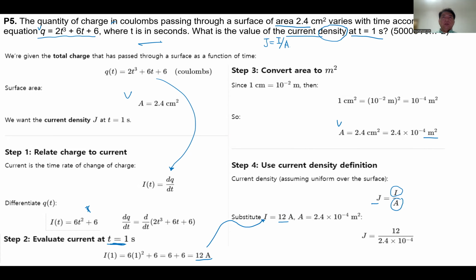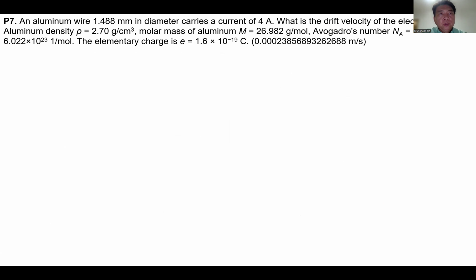So in this problem we need to understand the relationship between charge and current. And then we also need to understand the relationship between charge density, current density and the current, okay? So we know that I is given by dq/dt, this relationship, and this relationship.